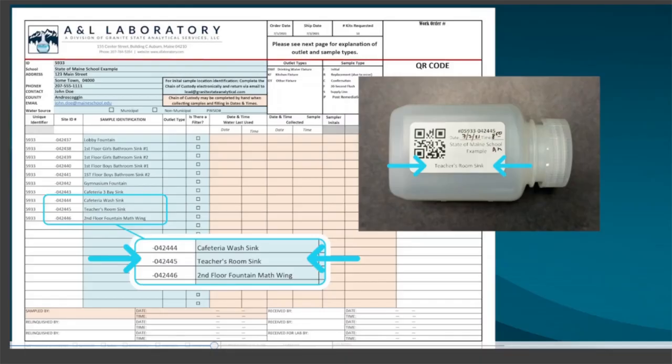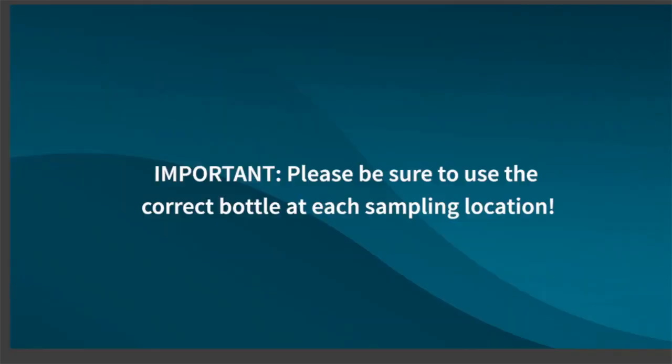Before A&L Labs can ship your sample bottles, you will need to complete and return a chain of custody form to the lab. Upon receiving your order and completed chain of custody form, A&L Lab will send you 250 milliliter sample bottles with labels matching the corresponding fixtures listed on your chain of custody. Important: be sure to use the correct bottle at each sampling location and for each type of investigatory sample.